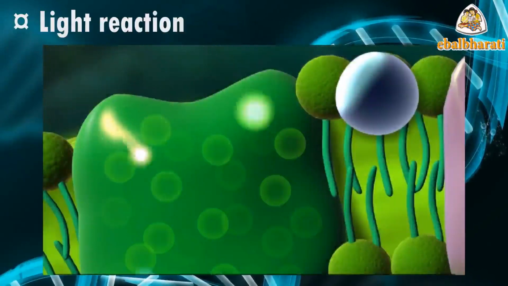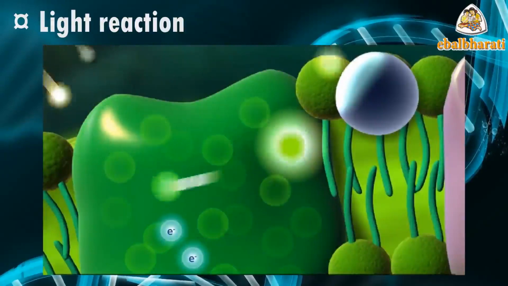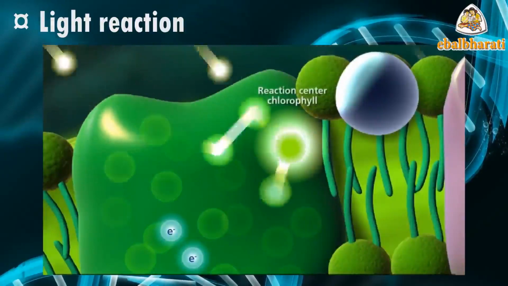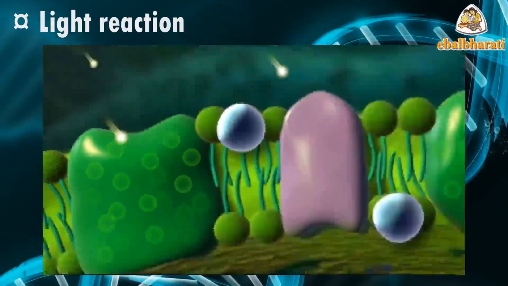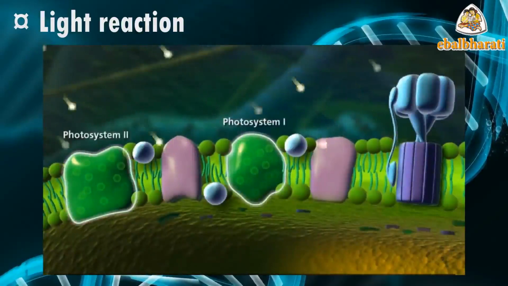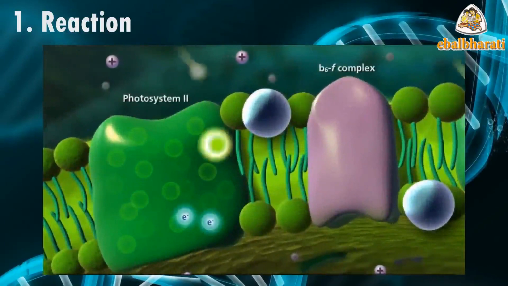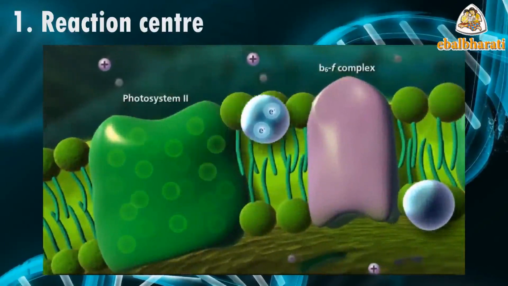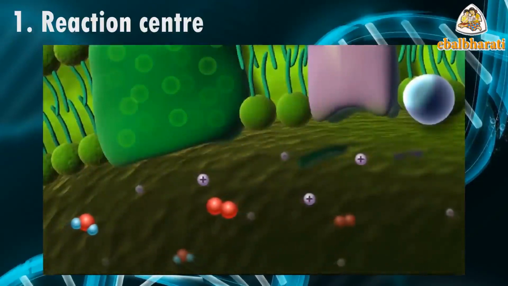Light reaction. In the light reaction, solar energy is trapped by chlorophyll and stored in the form of chemical energy as ATP and in the form of reducing power denoted as NADPH2.